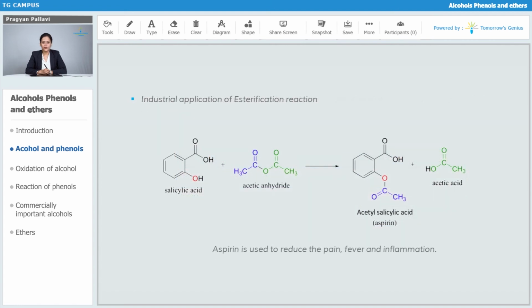So an industrial application of esterification is the formation of a medicine which is called aspirin. So here we are having salicylic acid, which upon treatment with acetic anhydride is going to form this acetyl salicylic acid, which is used as a medicine for reducing pain, fever and inflammation.